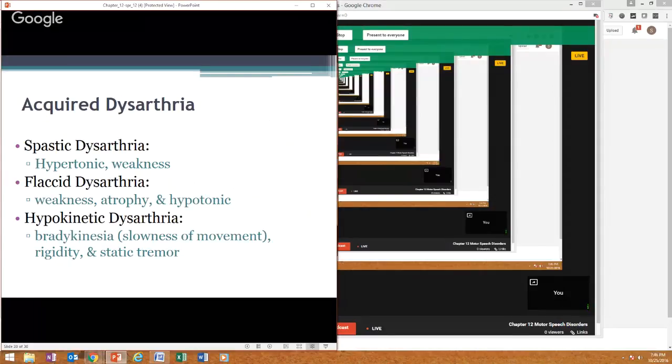Different types of acquired dysarthria include spastic dysarthria, weakness and hypertonicity are two characteristics of that. Flaccid dysarthria, where weakness, atrophy, and hypotonia will be present, and hypokinetic dysarthria, where a slowness of movement, rigidity, and a static tremor may be present.